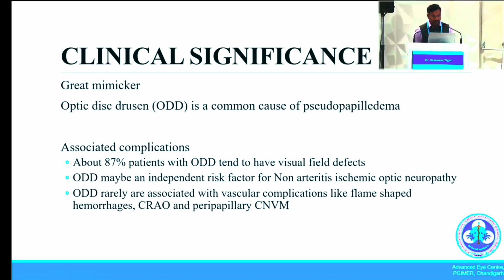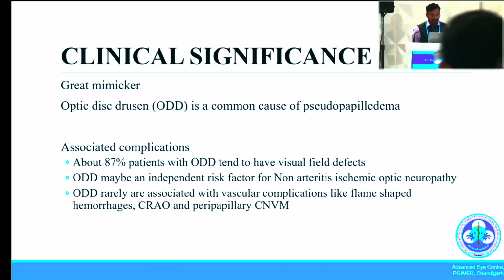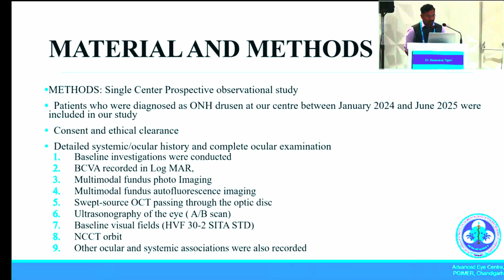Optic nerve drusen act as an independent risk factor for non-arteritic anterior ischemic optic neuropathy and are also associated with many vascular complications like flame-shaped hemorrhages, CRVO, and peripapillary CNV. This was a single-center prospective study where all patients who were diagnosed with optic nerve drusen at our center between January 2023 and June 2024 were included. Detailed ocular and systemic evaluation was done on these patients. Multimodal imaging on different platforms was performed and necessary radiological imaging was done.